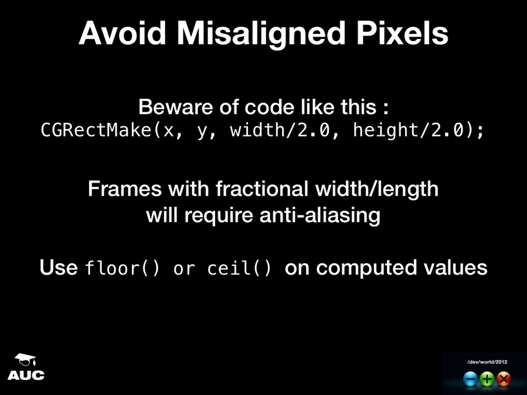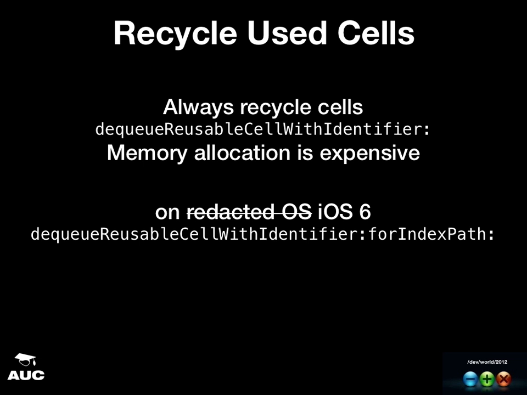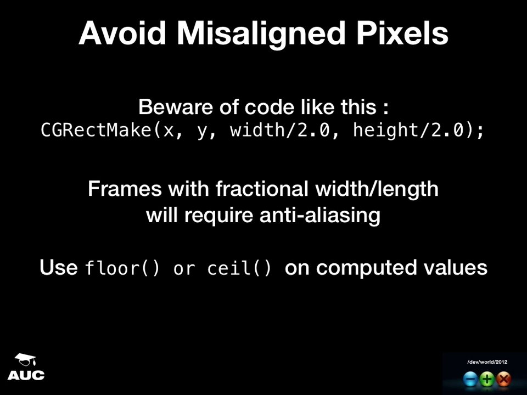Okay, so I should mention that the previous strategy is to avoid your CPU bottleneck, because you're trying to reduce the amount of setup work you do when you're creating a cell. The second strategy is avoid misaligned pixels.